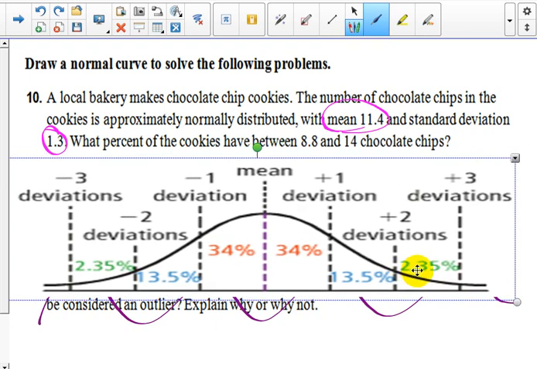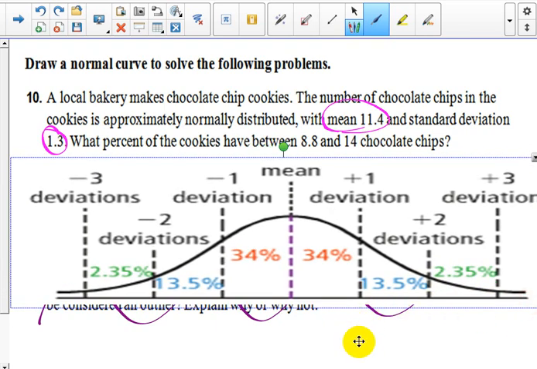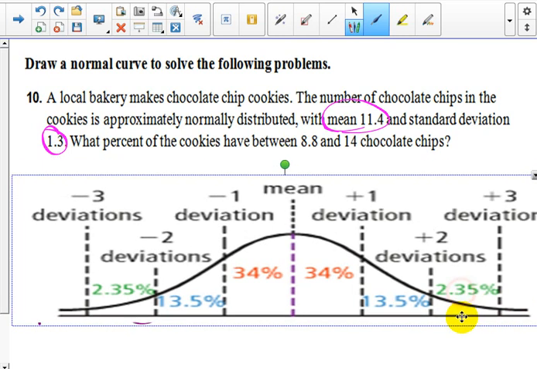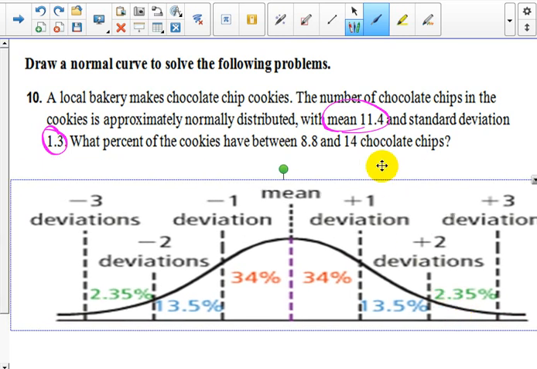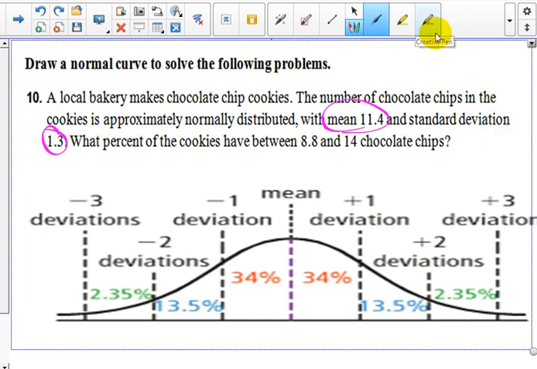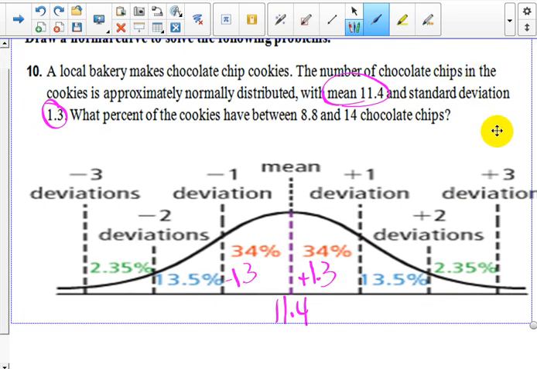So again, I'm going to pull this guy out. And actually, let me make it longer. There we go. All right, so mean is 11.4. Now fill in all your standard deviations. Add 1.3 on this side and subtract 1.3 on this side, and keep it going. So fill out the rest. 12.7.